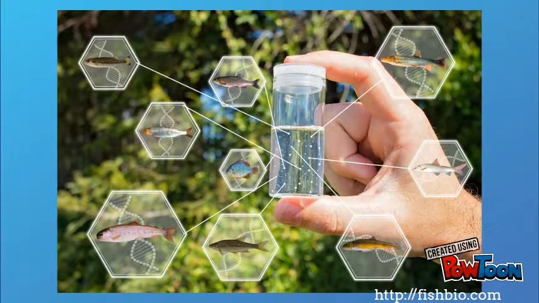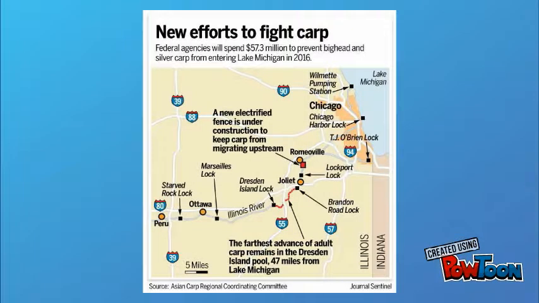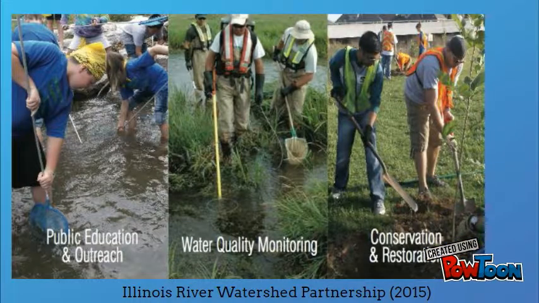Protocols need to be in place for early detection of carp and rapid response. One way to detect carp is through environmental DNA. Barriers, including electric fences, have been placed in rivers in order to prevent fish from entering new waterways and lakes. We also need to focus on improving the water quality and the habitat so it's more advantageous to native species.